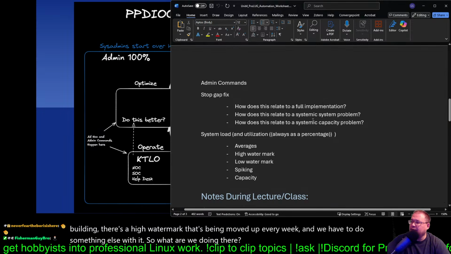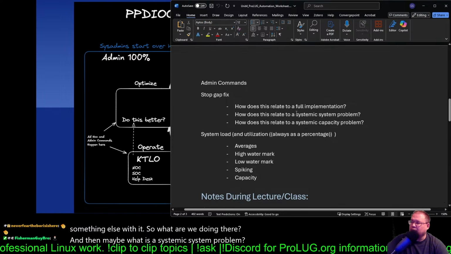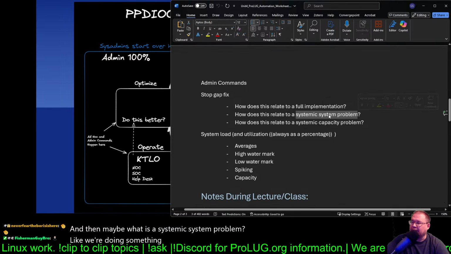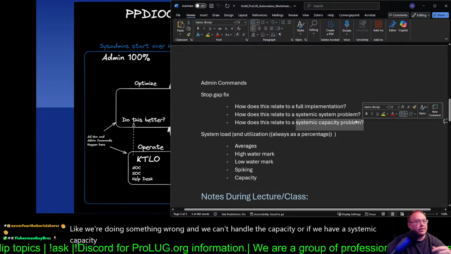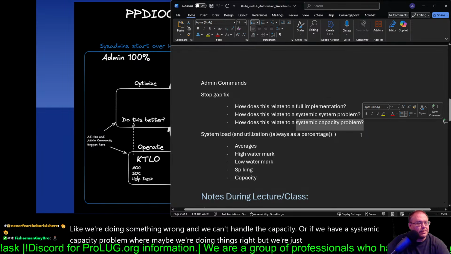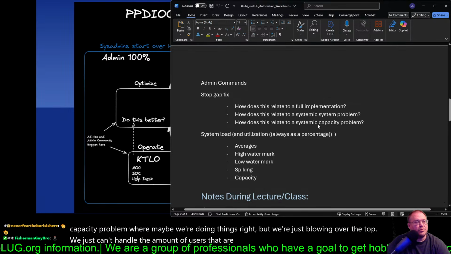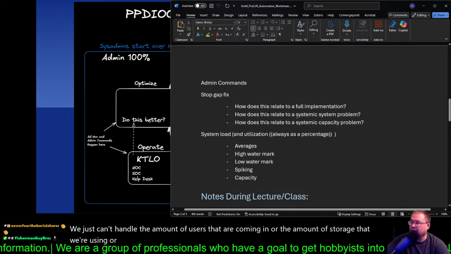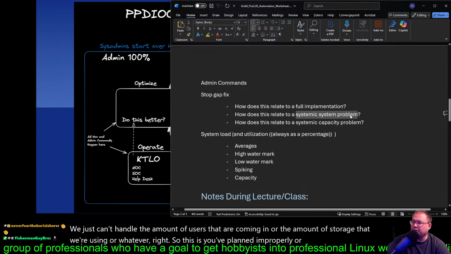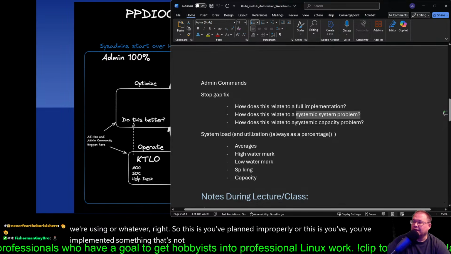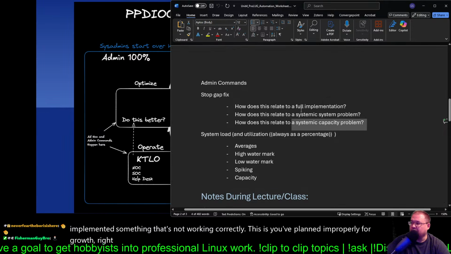And then maybe, what is a systemic problem? Like we're doing something wrong and we can't handle the capacity. Or we have a systemic capacity problem where maybe we're doing things right, but we're just blowing over the top. We just can't handle the amount of users that are coming in or the amount of storage that we're using or whatever. So this is you've planned improperly, or you've implemented something that's not working correctly. This is you've planned improperly for growth. So there are different types of problems.